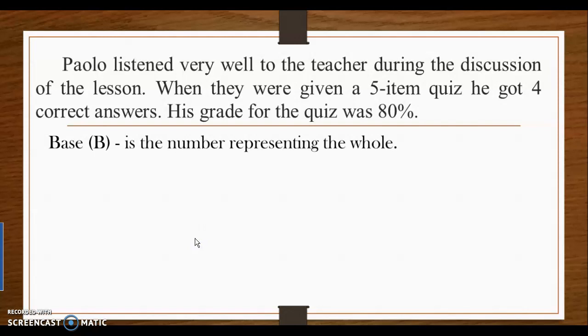Okay. So, base, or B, is the number representing the whole. So, it's the totality. Ito yung kabuuan. Sa mga numbers dito, ano daw ba yung tumutukoy sa totality, sa kabuuan? Is it the 5-item quiz? Is it the 4 correct answers? Or yung 80% ba?